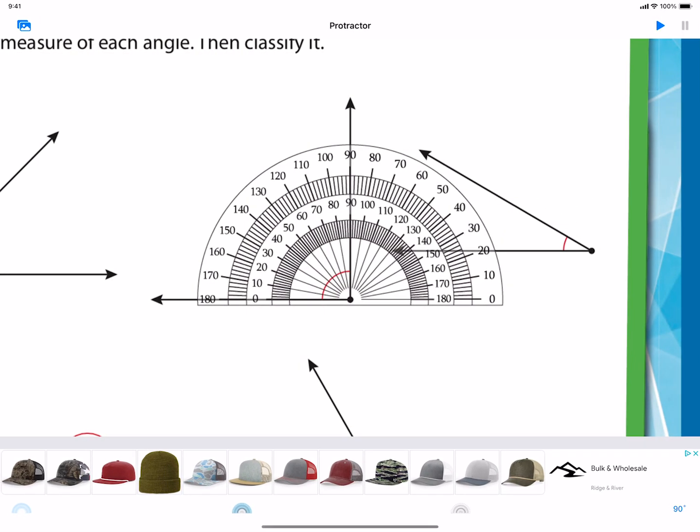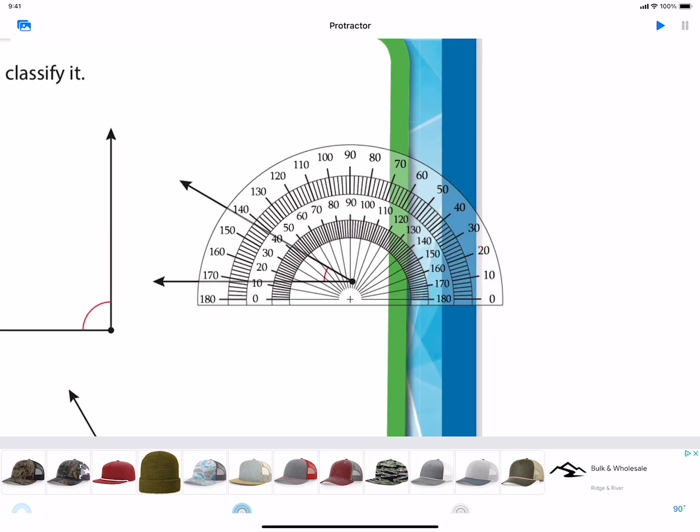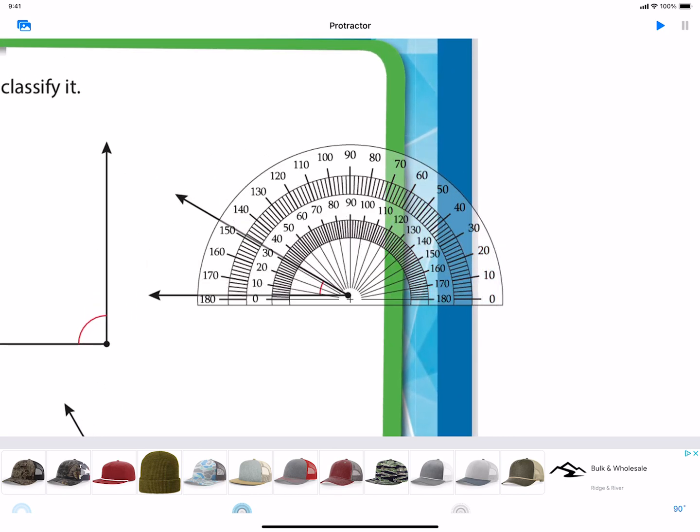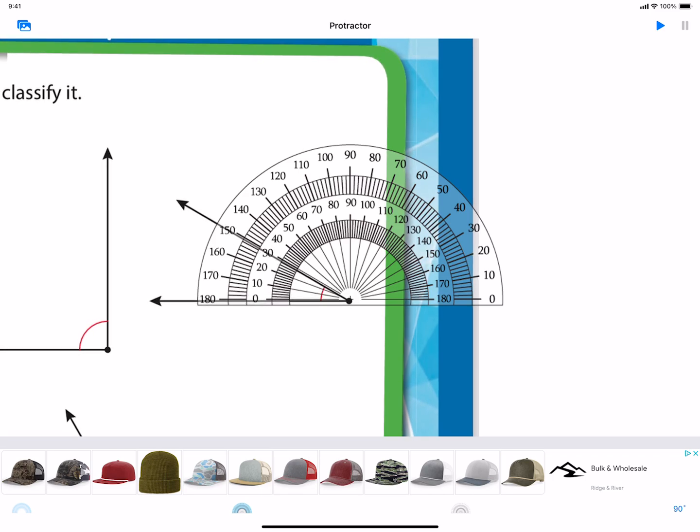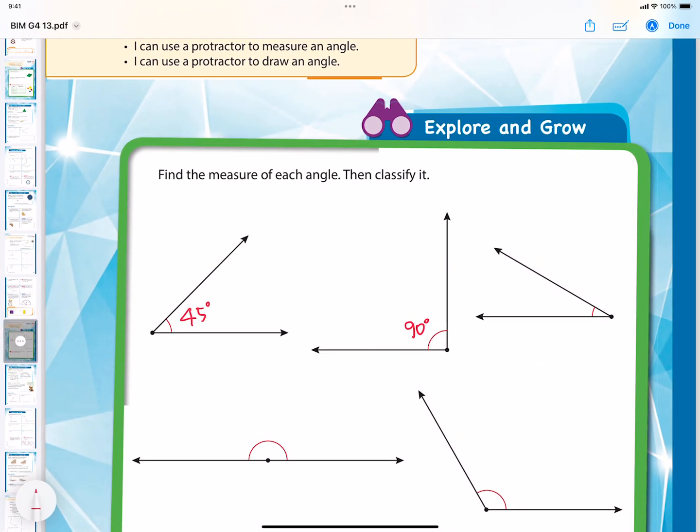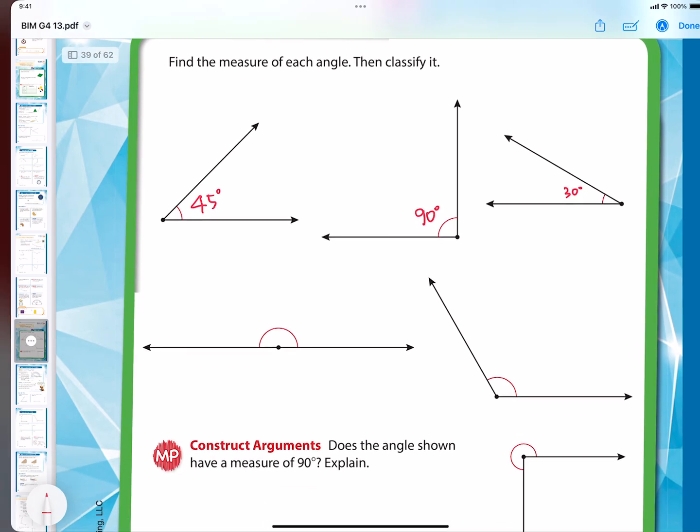And next one, I'm going to match this vertex with the center. This is the key. All right, please don't get confused. And then I align the 0 degree mark, and you see starting from 0: 0, 10, 20, and 30. So this is going to be 30 degrees. All right, let's move on to the next one.